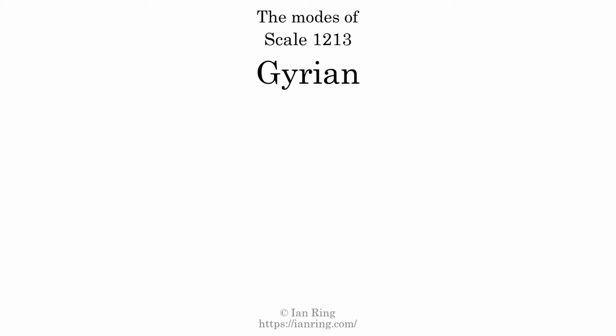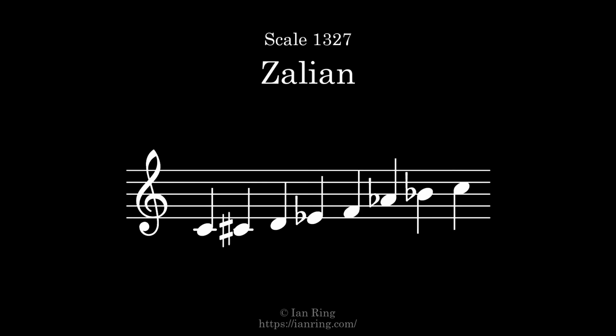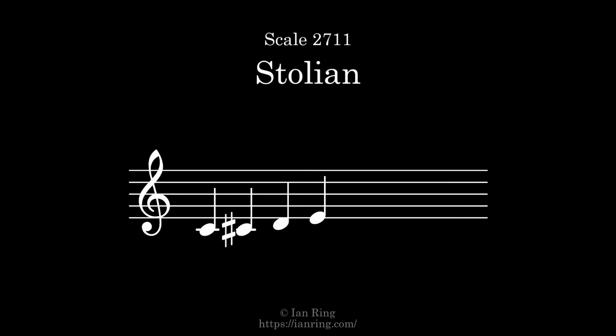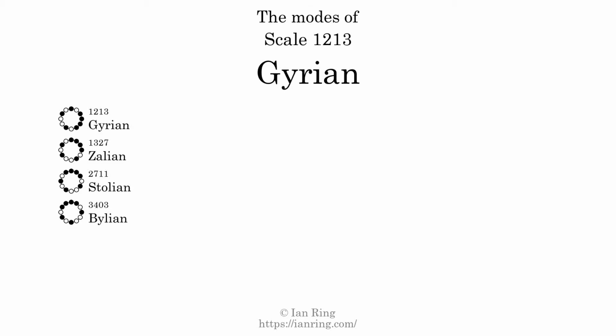This scale has 7 modes. The first mode is itself. The second mode is scale 1327, also known as Gyrian. It sounds like this. The third mode is scale 2711, also known as Stolian. It sounds like this. The fourth mode is scale 3403, also known as Boolean. It sounds like this.